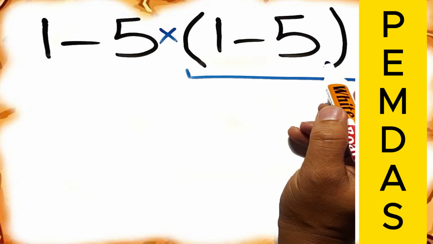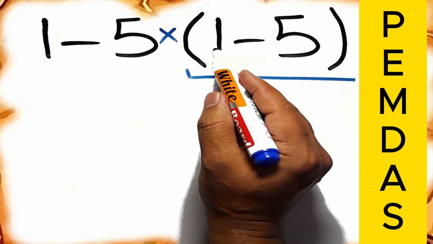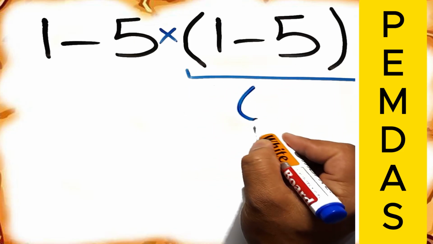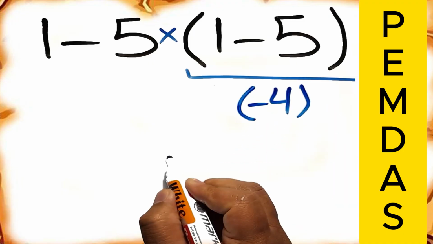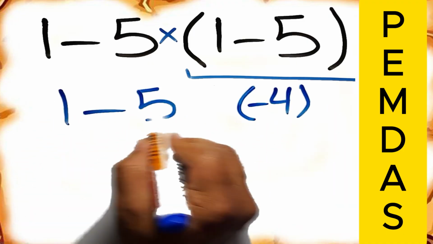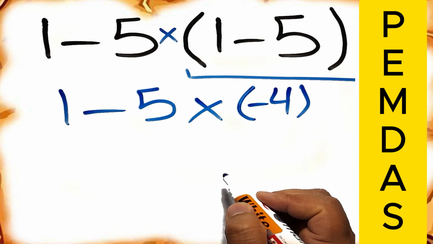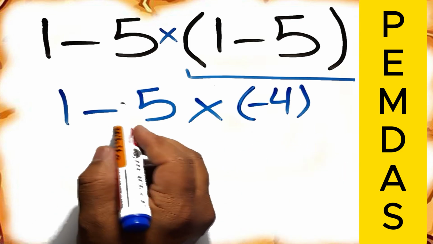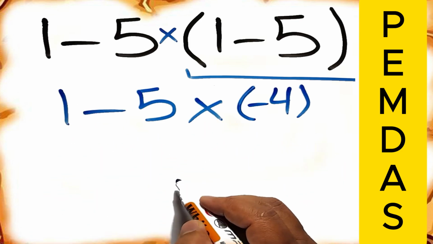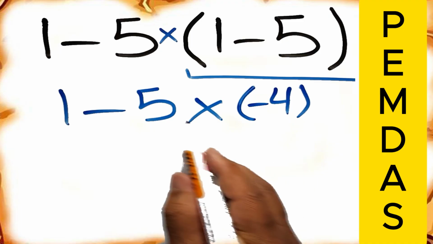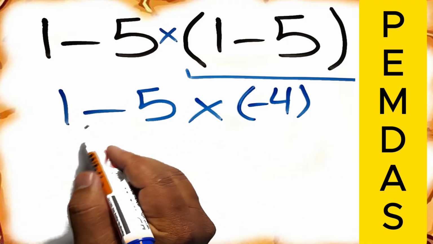So first this parentheses. Inside this parentheses we have 1 minus 5, which equals negative 4. So 1 minus 5 times negative 4. In this expression we have one subtraction and one multiplication. According to PEMDAS, multiplication has higher priority than subtraction.